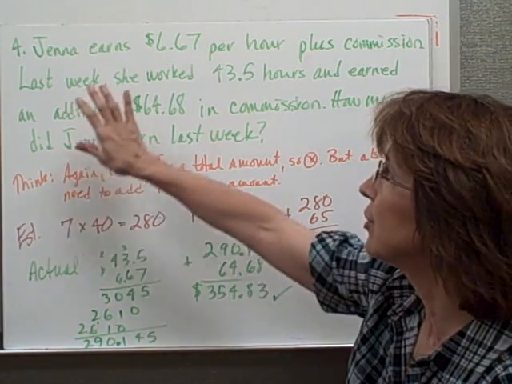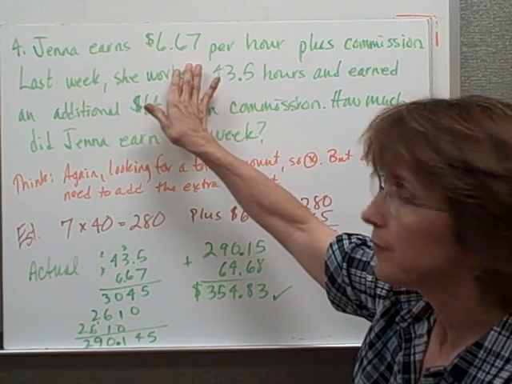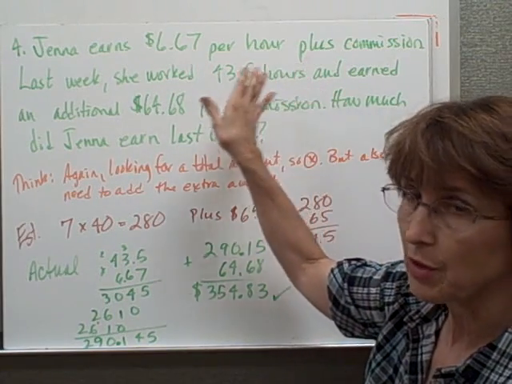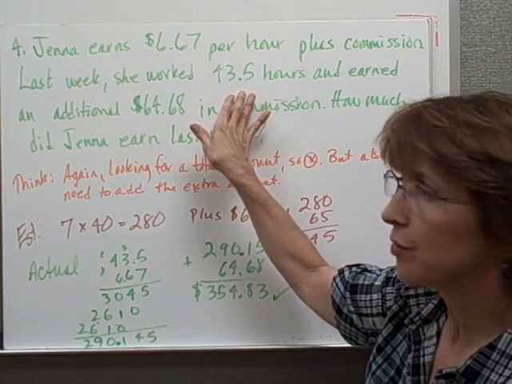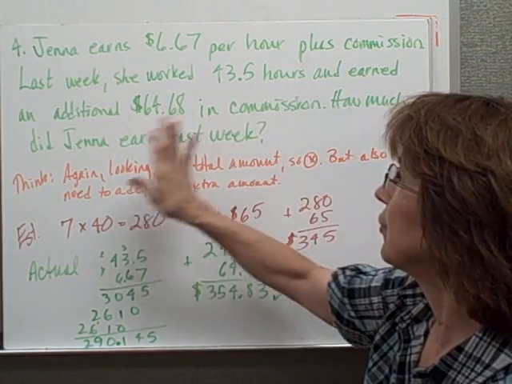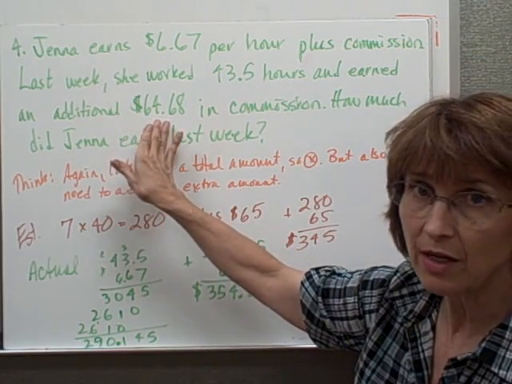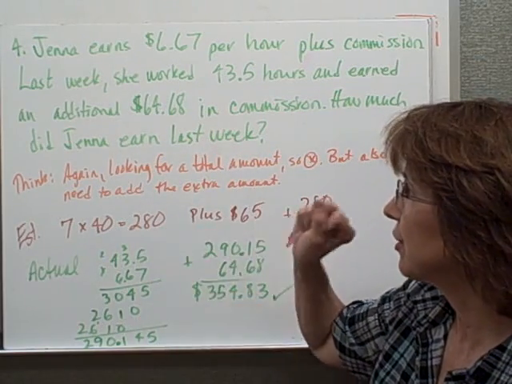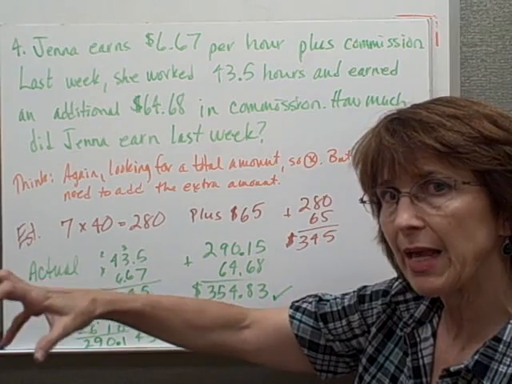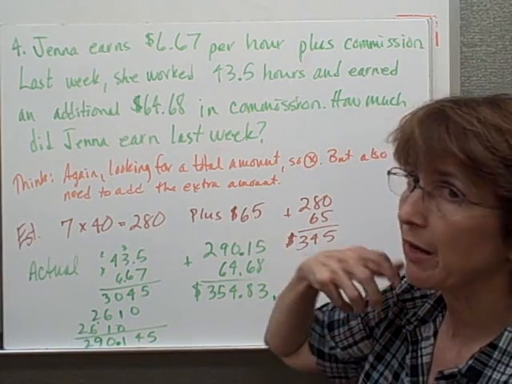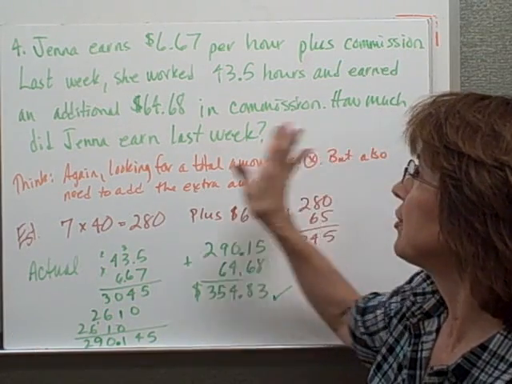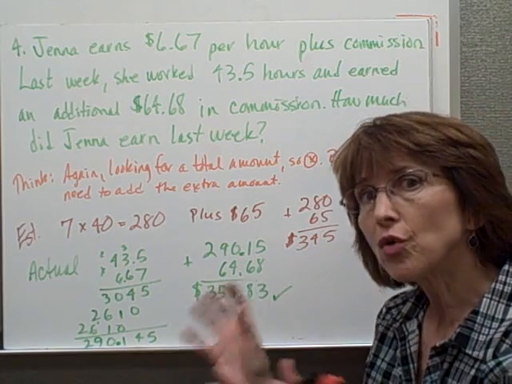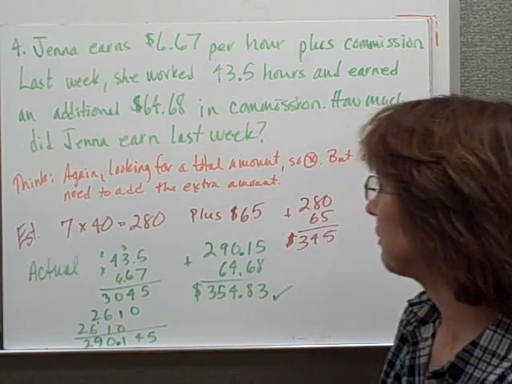Okay, so Jenna earns $6.67 per hour plus commission. Last week she worked 43, almost 44 hours, and earned an additional $65 in commission. We don't know what she does, that's not the issue. Just so you understand, the commission is sort of an extra amount added on to your paycheck, depending on how hard you worked. All right, how much did she earn last week? So we want to know her total pay. I think we all want to know that when we're working.